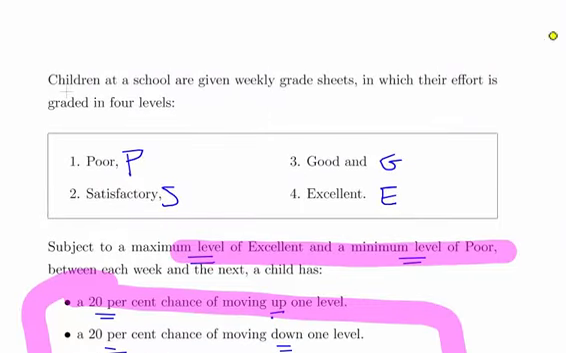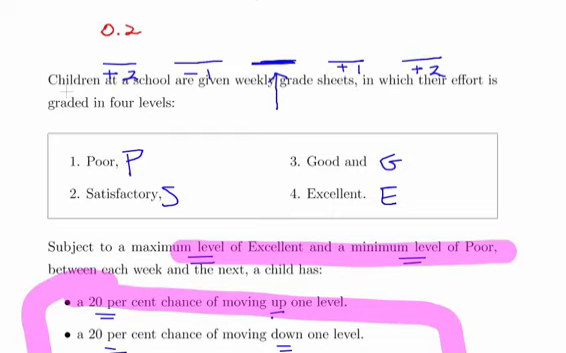So let's just think about this for a second. If I'm at a certain state, this is our default state here, I can go up 1, plus 1. I can go up 2, plus 2. I can go down 1, minus 1. And I can go down 2. And the probabilities are 0.1, 0.2, 0.2, and 0.1.